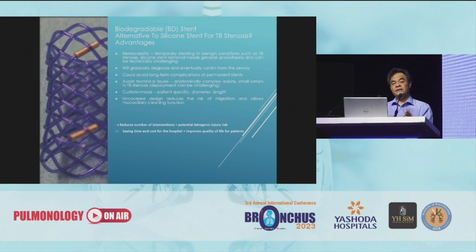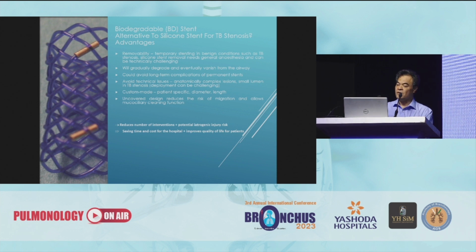So sometimes, in that case, we won't be able to put a proper silicone stent because of the small lumen of the airway. This BD stent is custom made, so it's patient specific in terms of the diameter and the length, and its uncovered design reduces the risk of migration and allows mucociliary clearance function, and so overall it reduces the number of interventions. You don't have to remove it, you don't have to put the patient under general anesthesia, and it reduces the potential iatrogenic injury risk.